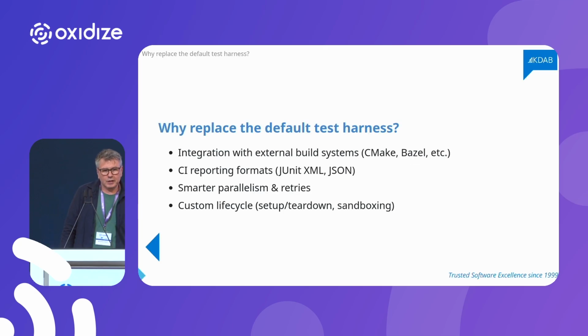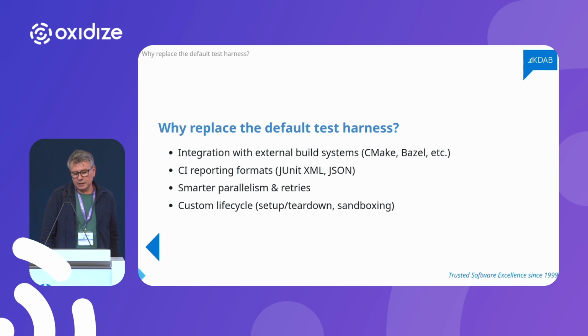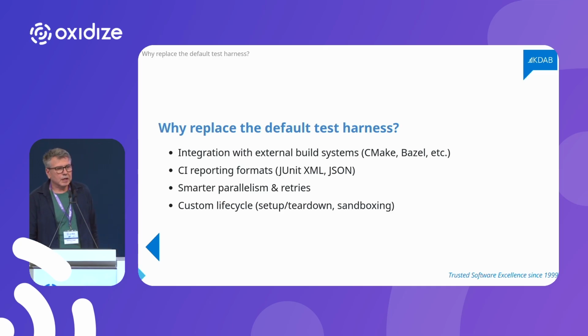So the main question is, why would you like to replace the default harness? The default harness is great for Rust-only projects, but basically falls short as soon as you start mixing languages or build systems. A custom harness would enable you to integrate your Rust tests with a different build system, for example, or if you need some custom CI reporting, it would also be very helpful. Or maybe you would also like to have more control over the life cycle of your test cases.